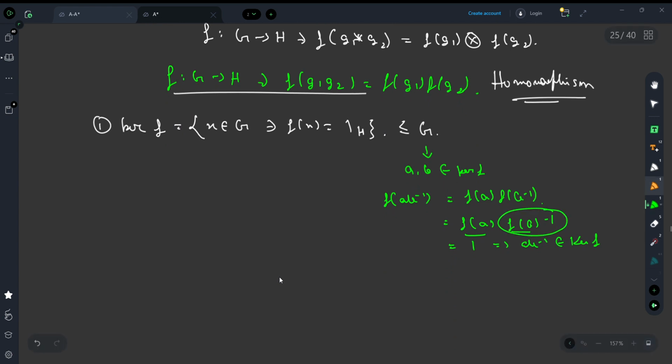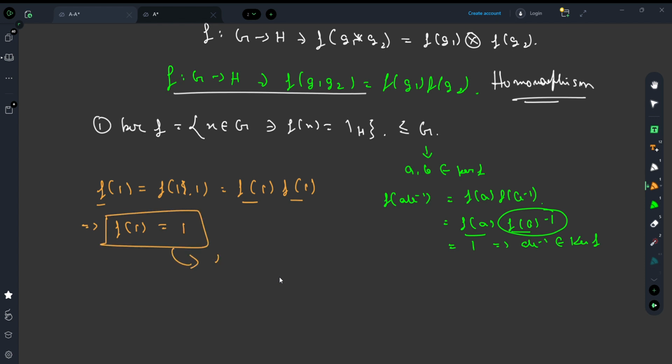These statements can be trivially proven because f of 1 can be written as f of 1 dot 1, which is f of 1 times f of 1. But this is in the codomain group, so f of 1 obviously has an inverse, so we can use the left cancellation, right cancellation, whatever, and it will give you f of 1 is 1. Using this, you can show that f of A inverse is f of A whole inverse for every element A in the domain group.